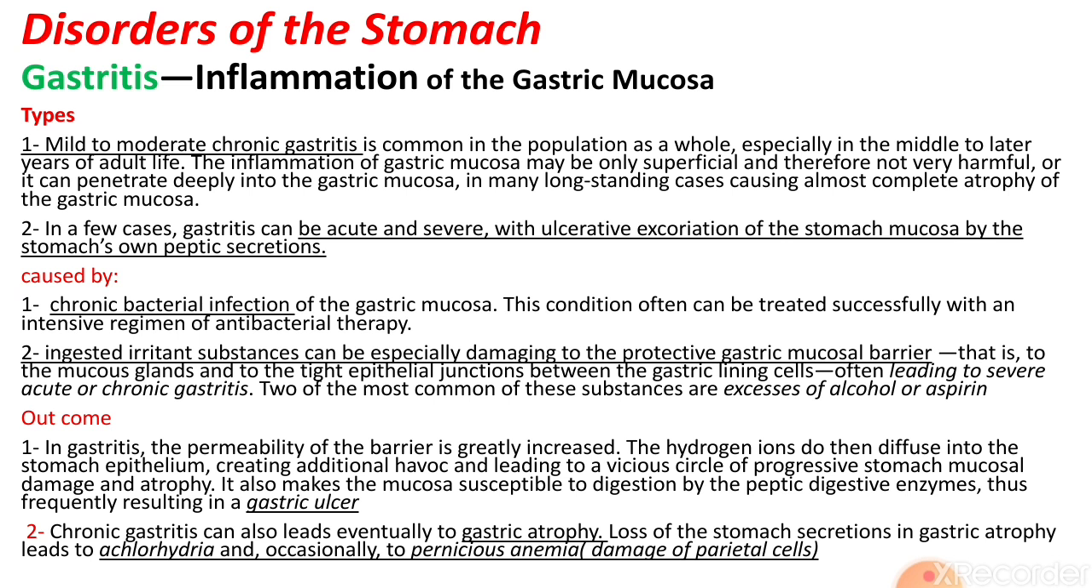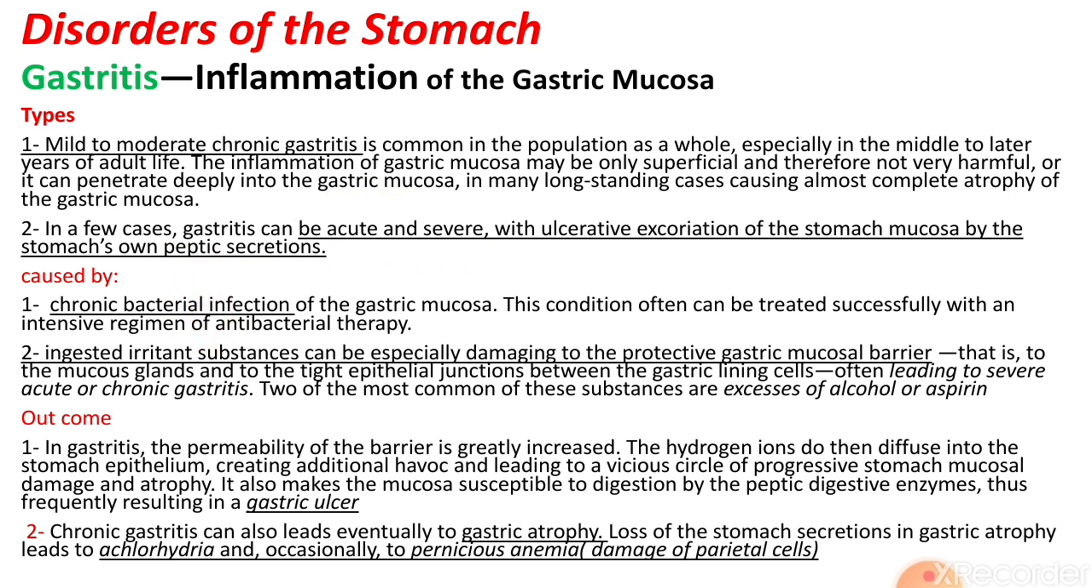The other type of gastritis is acute and severe gastritis, and in this type we have severe excoriation and ulceration of the gastric mucosa, and it might cause excoriation of the gastric mucosa by the gastric secretion itself.